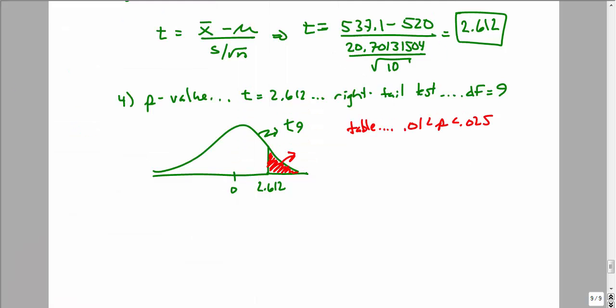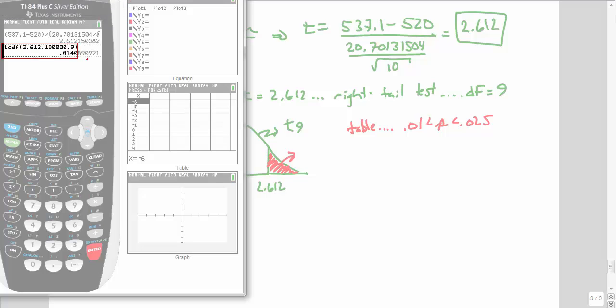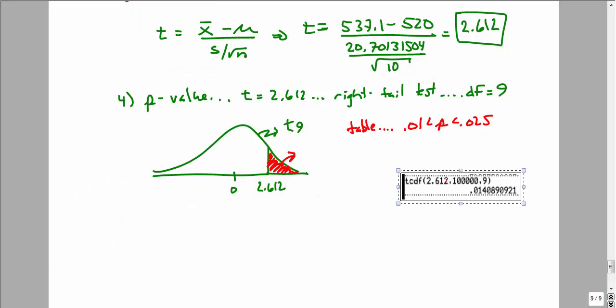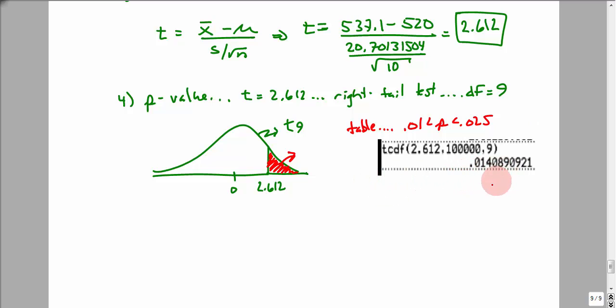Now this is more accurate than a range of values. So let's go ahead and paste that in. Again, the best we could do with the table is between 1 and 2.5%, but from our TCDF, which all of your calculators have, I believe, my p-value is equal to 0.0141 if we round it to 4 places. So p equals 0.0141.